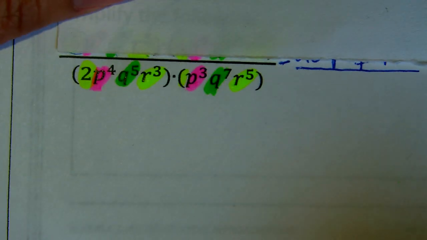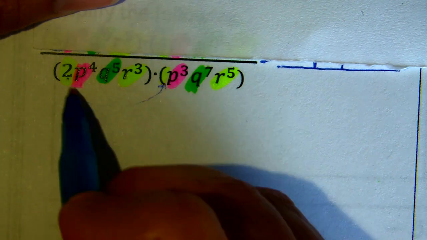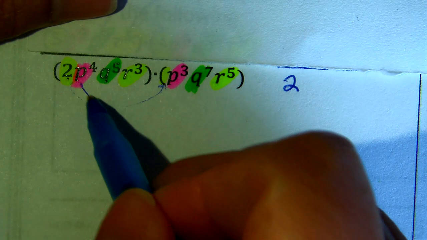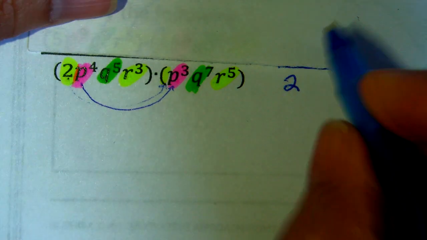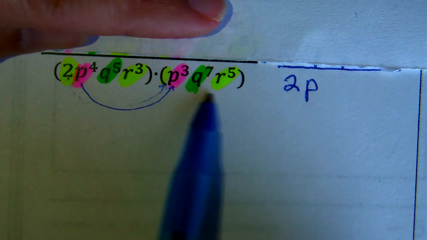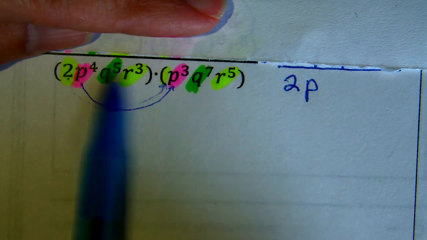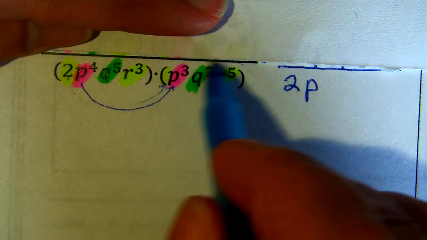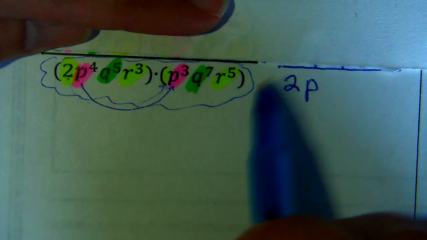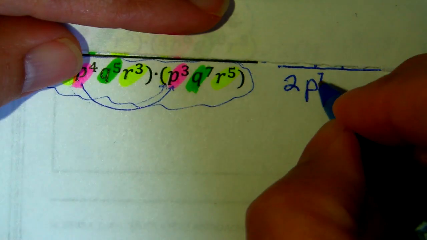All right, ready? So let's multiply. 2 times 1, it's 2. Then let's move on to the P. P to the 4th times P to the 3. What do you do with the exponents? Now remember, we're going to treat this as a regular multiplication. We know it's in the bottom. We know it's part of the denominator. But right now we need to simplify this part first. Okay? So 4 plus 3, 7.